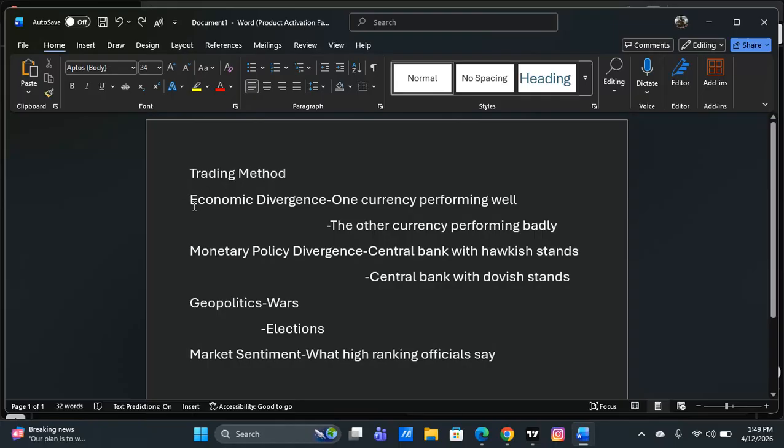The first one is economic divergence. Now, in economic divergence, what I do is that I look for one currency that is performing well, and I combine that currency with a currency that is performing badly. I know that when you look at YouTube, you cannot read what is written in this form, but I'll be reading it for you. So you look for, in economic divergence, this is the key trading method, a currency that's performing well on the macroeconomic side.